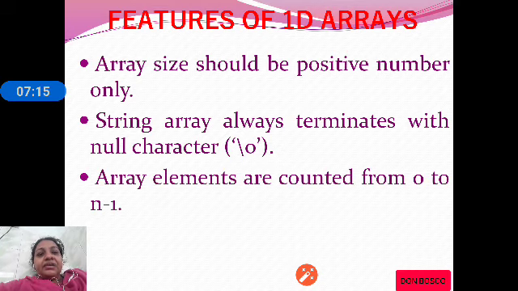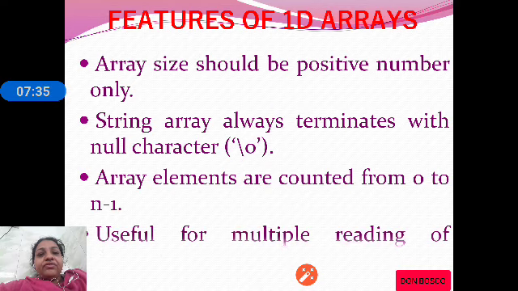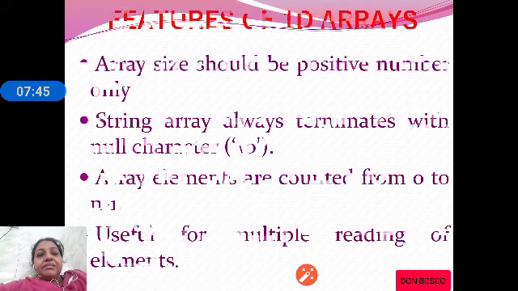So array elements are counted from 0 to n minus 1. As we know that for an array, the first element is stored at index 0 and the last index is always n minus 1. If there are 5 elements, first element is at 0, last element is at 4. The next feature of 1D array is it is useful for reading multiple elements.